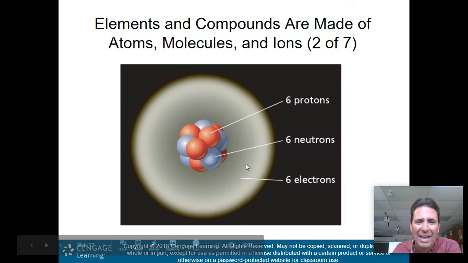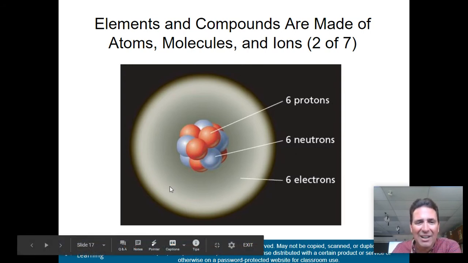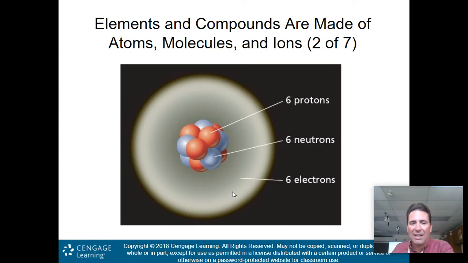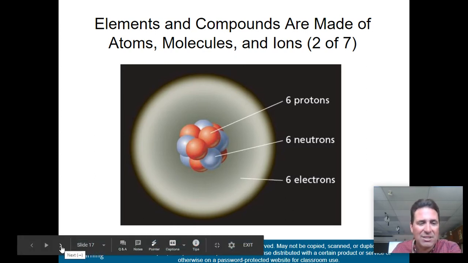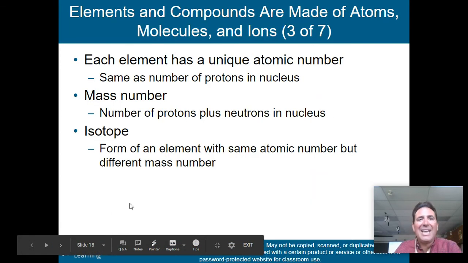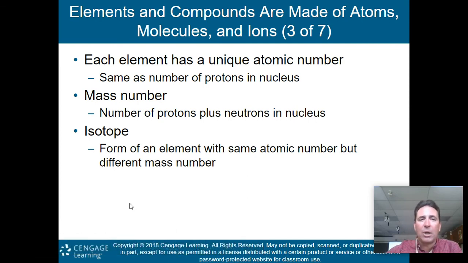Now the new atomic theory, as I'm sure you've heard about, is more of a cloud, not necessarily distinct orbits, but more of an orbital cloud that the electrons are in as they go around the nucleus. Each element has a unique atomic number. That atomic number is the number of protons in the nucleus.